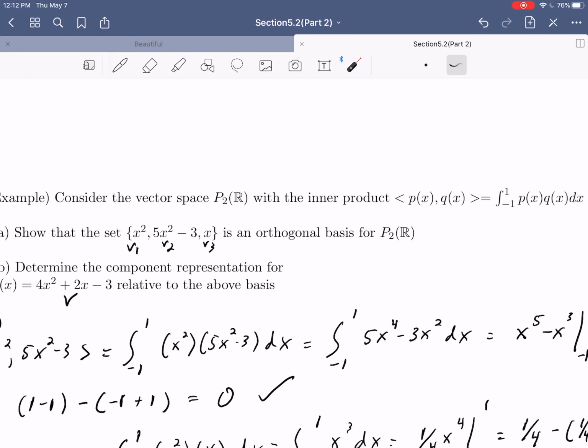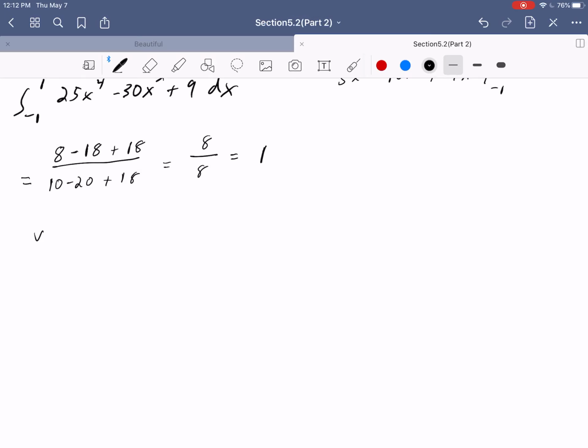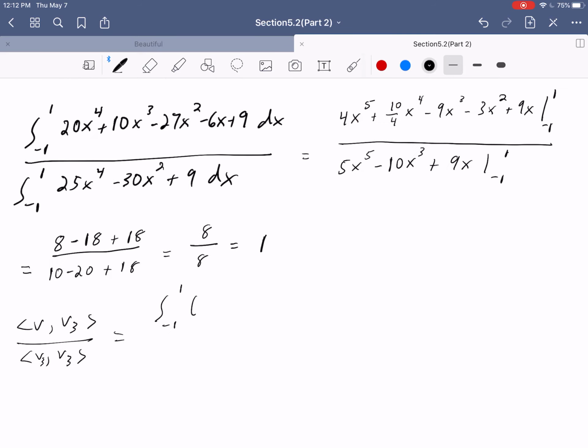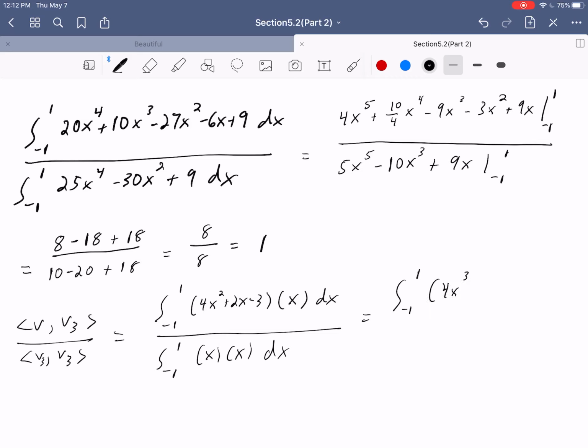Okay, last one that we need to do is we need to evaluate V with V3 as an inner product over V3 with itself. So that means up top we'll need to integrate negative 1 to 1. V here was that, what was that? 4x squared plus 2x minus 3 along with V3, which is x dx, over the integral from negative 1 to 1, xx dx. So that's the integral from negative 1 to 1, 4x cubed plus 2x squared minus 3x dx over the integral from negative 1 to 1, x squared dx.